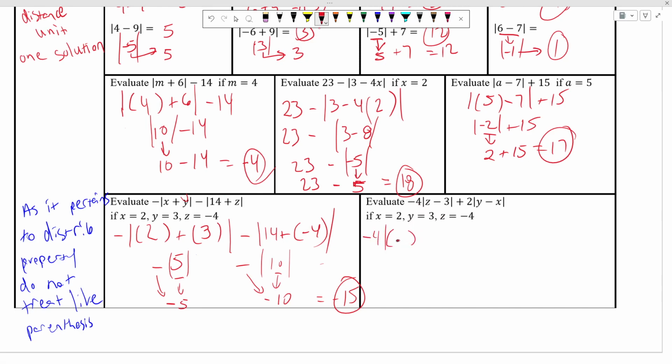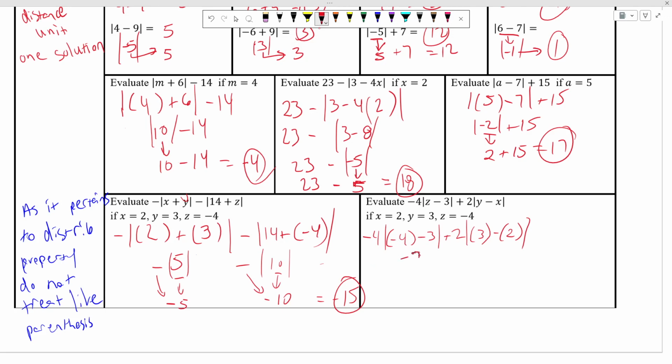Let's see, z, what is z? -4, -3, plus 2. I got 3, minus 2. There we go. Okay, skeleton built. Let's start executing order of operations.